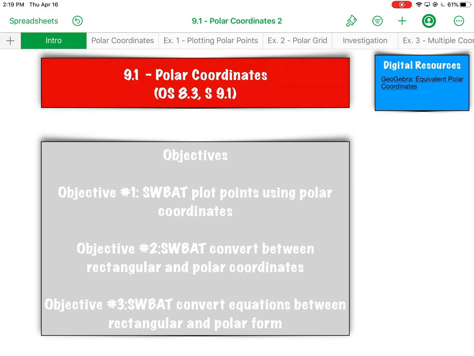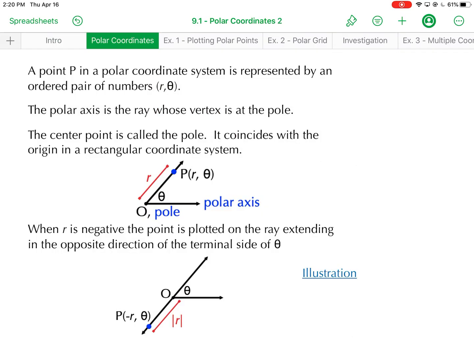What's up, everybody? Today we are starting a brand new unit on polar equations and polar coordinates. This is going to give us some further applications of our trigonometry from the last few units, okay? So today the focus is on objective number 1 of this lesson, which is just being able to plot points when you're given their polar coordinates, all right?